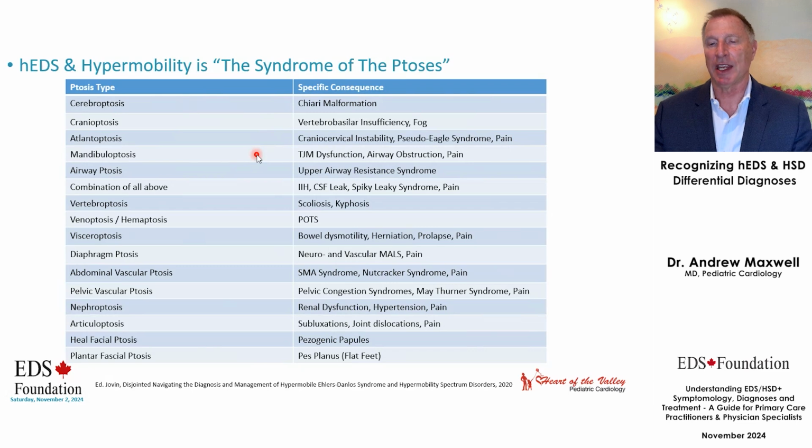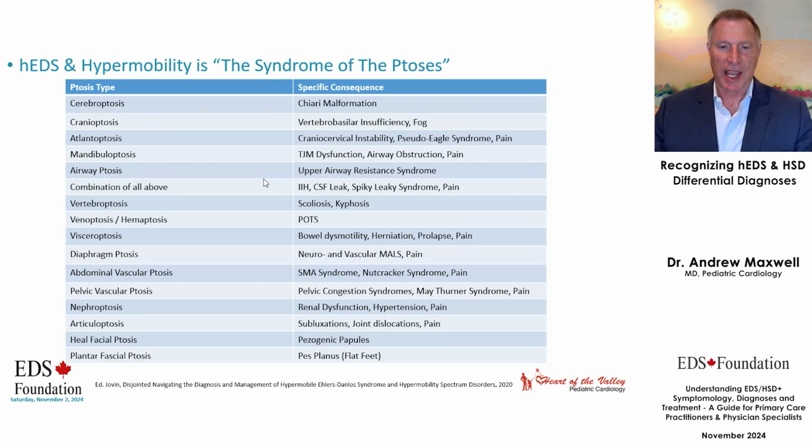Mandibuloptosis, so the sagging of the mandible, TMJ dysfunction, with airway obstruction and often with pain. There's airway ptosis, sagging of the airway, creating upper airway resistance syndrome and maybe even frank obstructive sleep apnea. The combination of all of those just mentioned results in patients sometimes having idiopathic intracranial hypertension, CSF leak, and this syndrome we've described called spiky leaky syndrome.